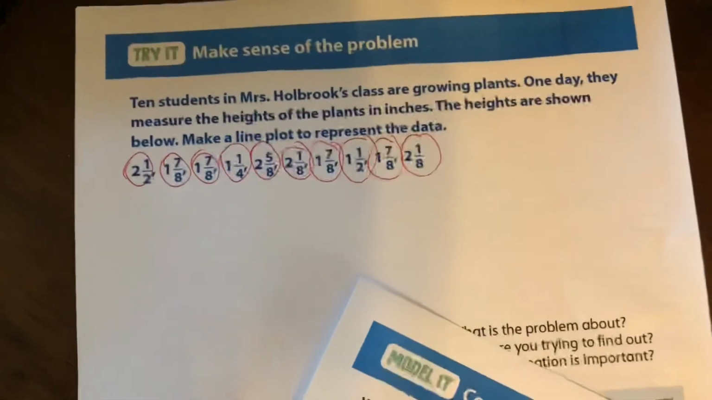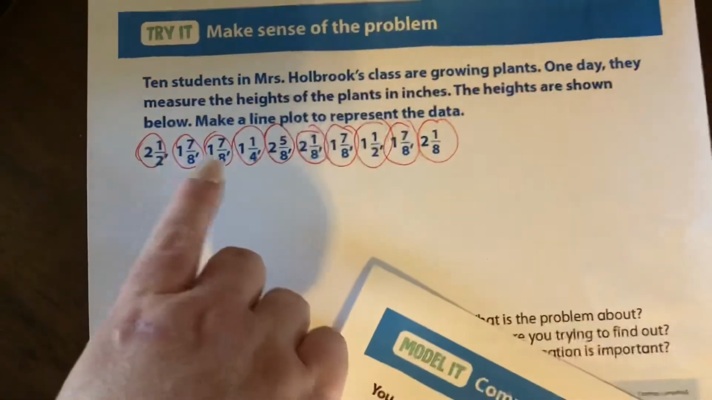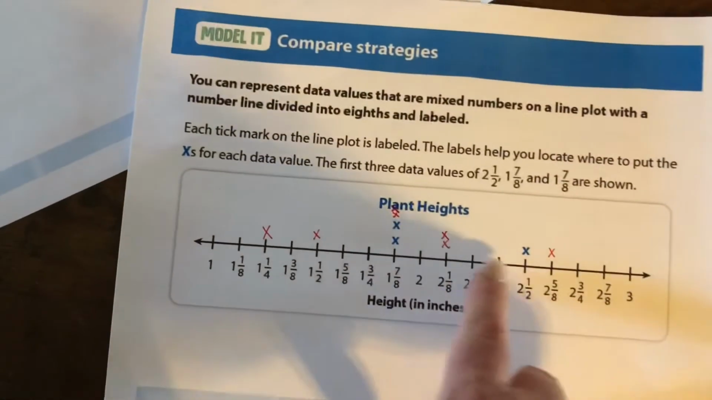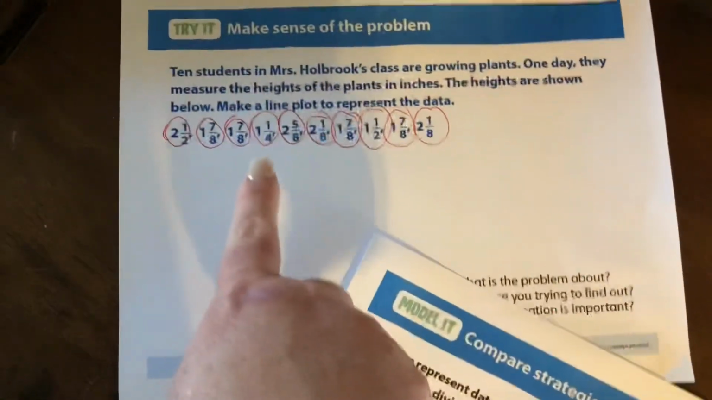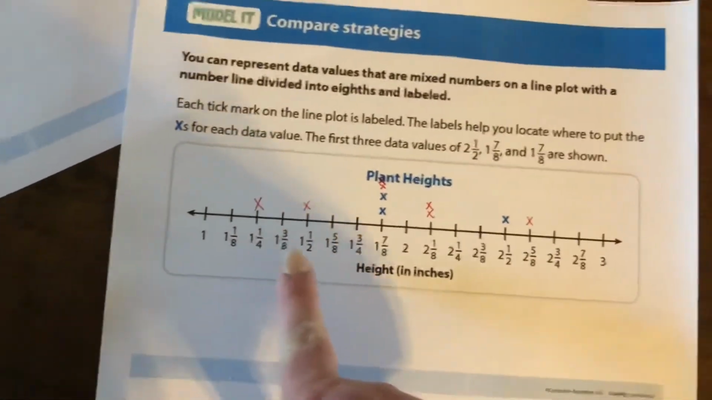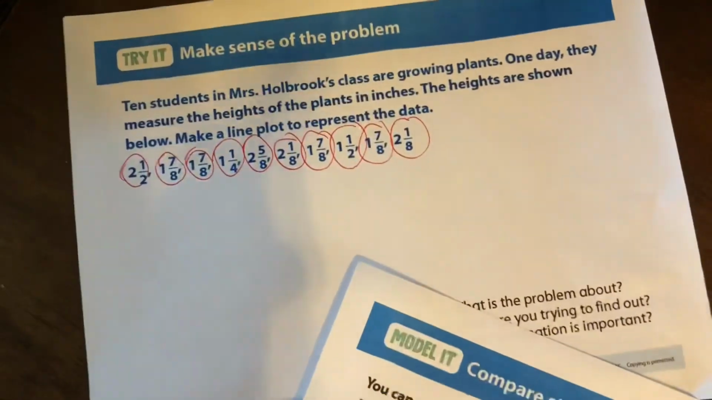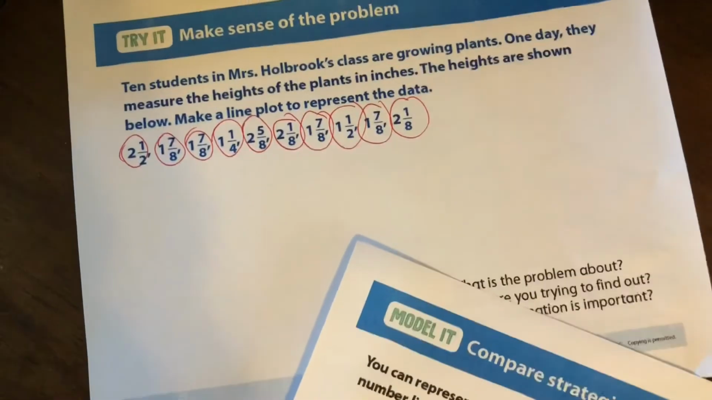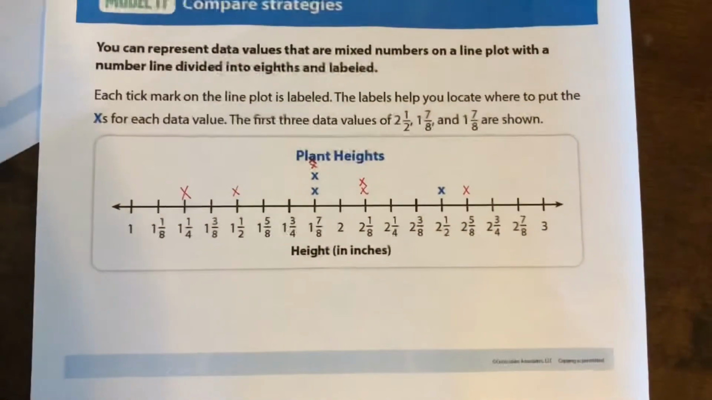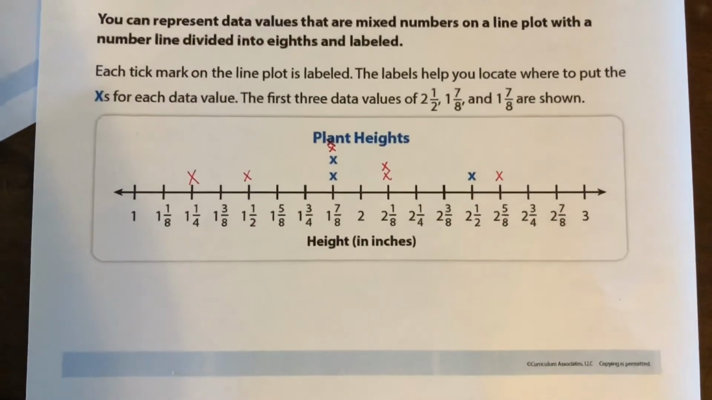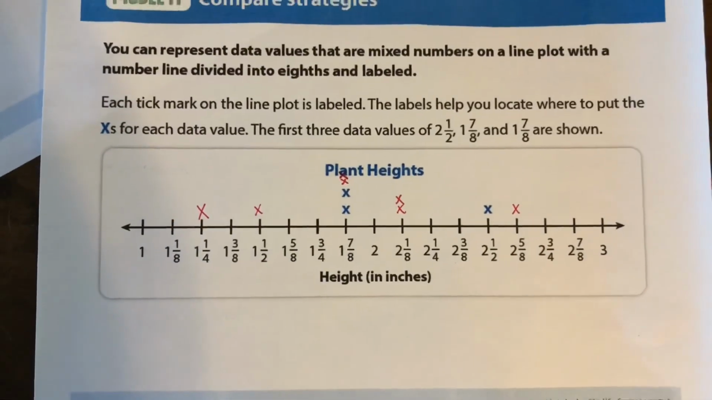I went back to my original problem. The first 3 were plotted already for me in blue, and I just continued to plot them on here. I didn't want to scribble them out in case I made a mistake, but I do like circling to keep up with what I've already done. Okay, now this line plot is ready to go, and I could answer questions based on the line plot.